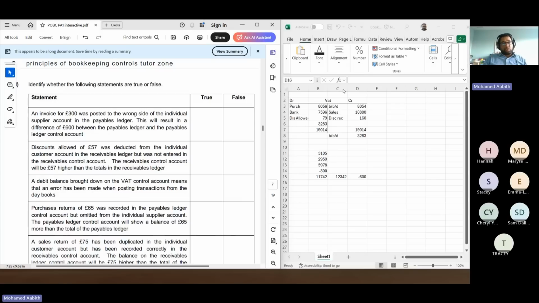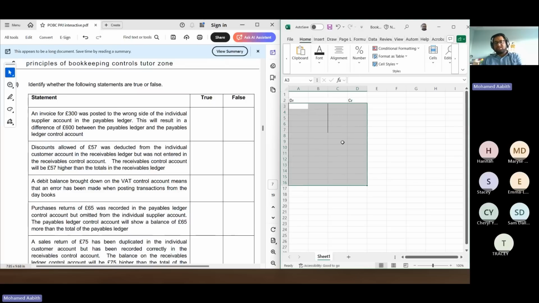Now I'm going to go through here. So I'm just deleting this information now, and I'm going to use these T accounts to help me with it. Okay, so here they're talking about, let me see. Let's look at 2 questions. I'm going to keep 2 accounts here to help us make sure we don't miss out anything. An invoice for £300 was posted to the wrong side of the individual supplier accounts in the payable ledger, and this will result in a difference of £600 between the payable ledger and the payable ledger control account.